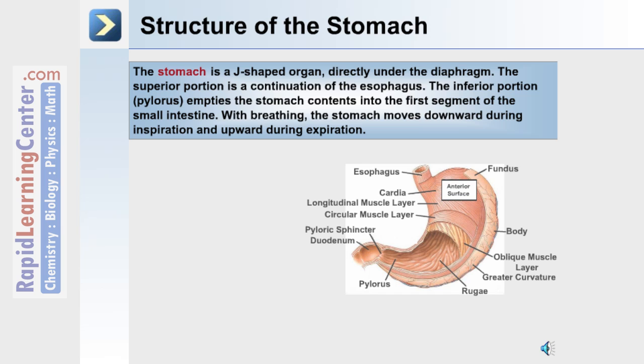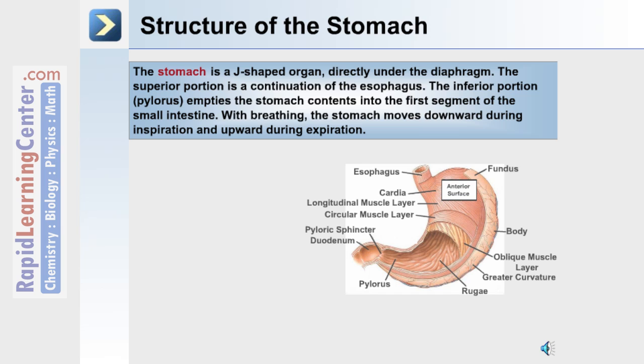In the top right is the fundus portion of the stomach. Next is the body, and the stomach sweeps down through the greater curvature to the pylorus, which is at the duodenal end of the stomach. Within the stomach are rugae. The stomach muscle layers are divided into a longitudinal muscle layer and a circular muscle layer, as well as an oblique muscle layer. At the duodenal end of the stomach is a pyloric sphincter, which connects the stomach and the first part of the small intestine, the duodenum.